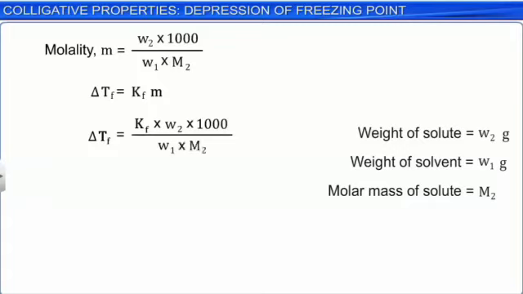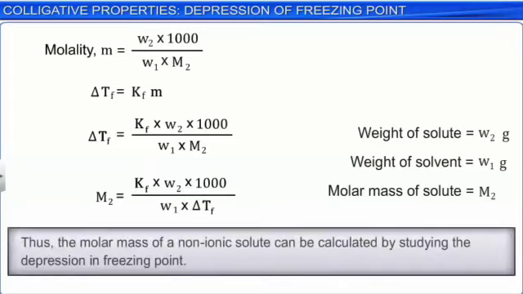For molar mass of the solute, this equation can be written as M2 equal to Kf multiplied by W2 multiplied by 1000 divided by W1 multiplied by delta Tf. Thus, the molar mass of a non-ionic solute can be calculated by studying the depression in freezing point.